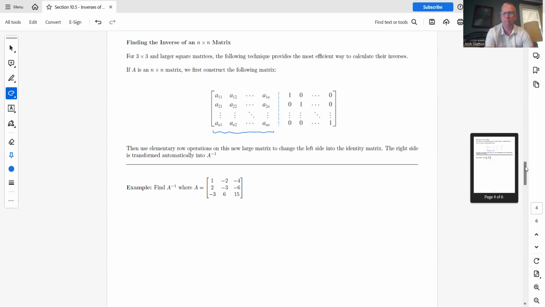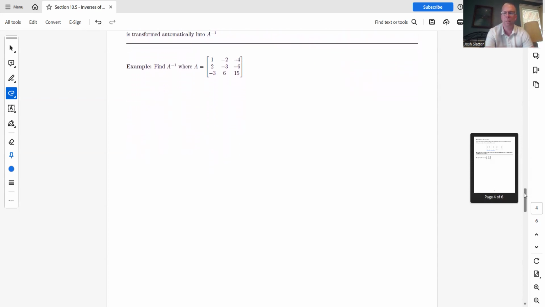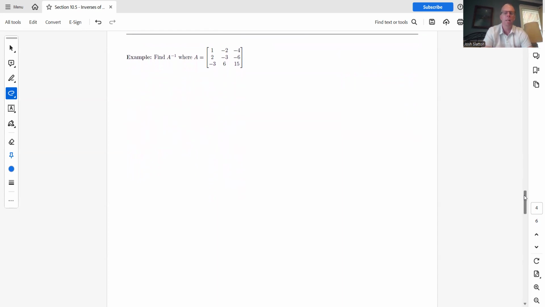It definitely takes longer than doing the 2 by 2. The 2 by 2 is fairly simple. And you can do this method with the 2 by 2, but there's the formula that works pretty well too. But anything larger, there's no formula. So we just have to do this a little bit longer way.